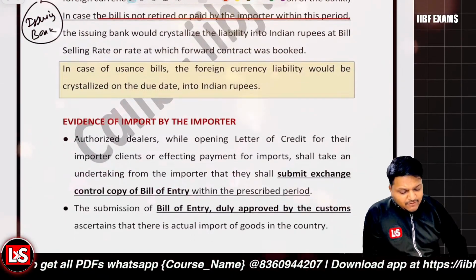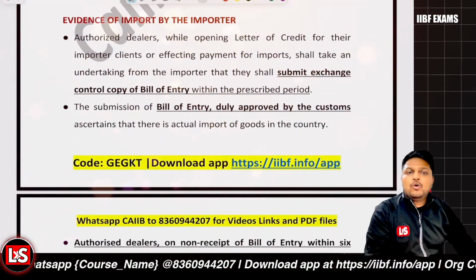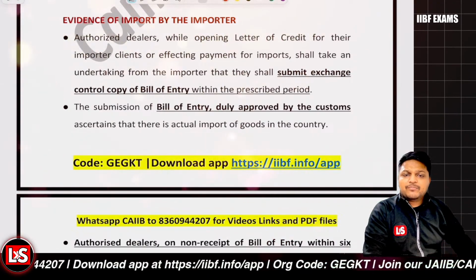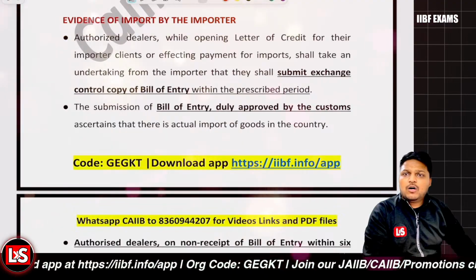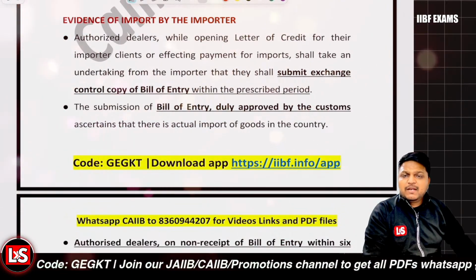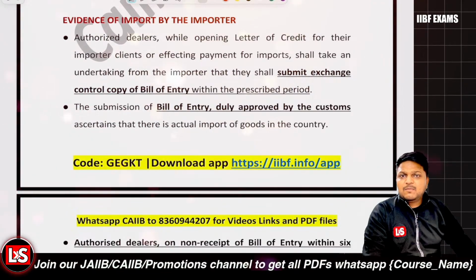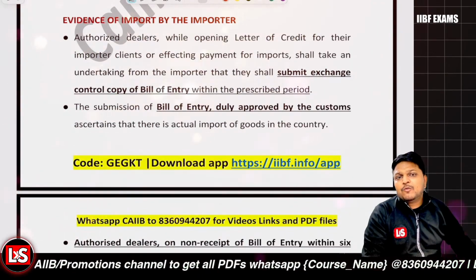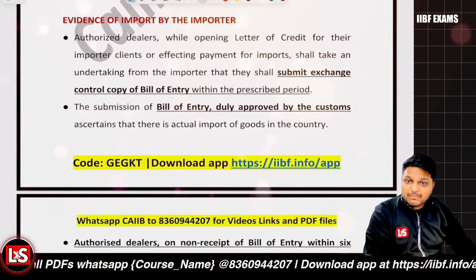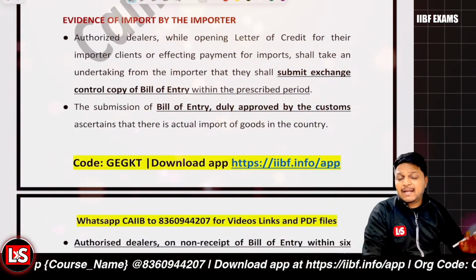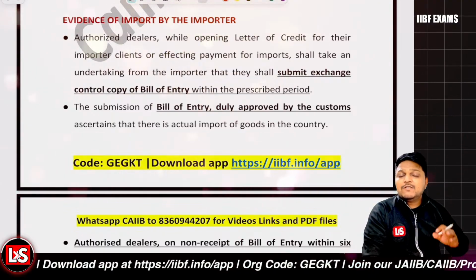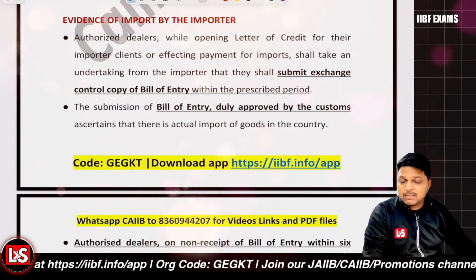And further after that, it's about the evidence of import by the importer. When anything is imported in India, there must be evidence submitted to the authorized dealer bank that the import has been made. Under the FEMA provisions and RBI directions applicable to Authorized Dealer Category 1 banks, whenever an import is made and foreign exchange is remitted for import purposes, the importer is to submit documents as evidence of the actual import. The main purpose is what?